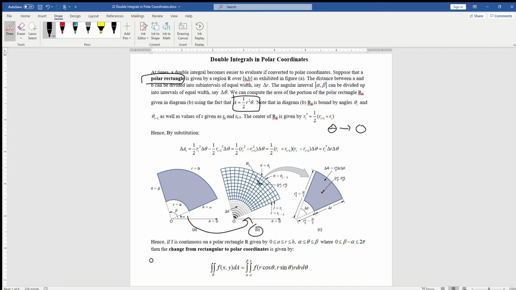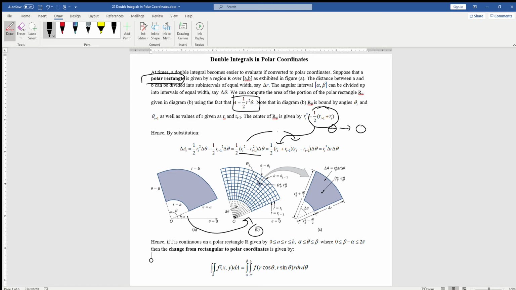What we can do is substitute for the area, using the distance between the radii, which is r sub i squared minus r sub i minus 1 squared, times delta theta, the change in theta. Now notice that we can factor. We're going to factor it, and you might recall that we can define the average radius as 1/2 of r sub i minus 1 plus r sub i. We're going to substitute that back in, and that's just going to be our r sub i asterisk.